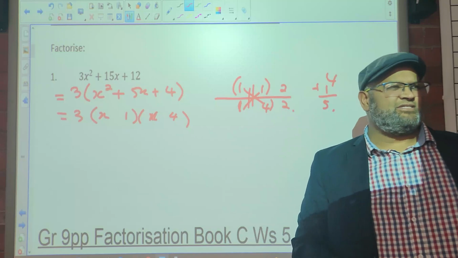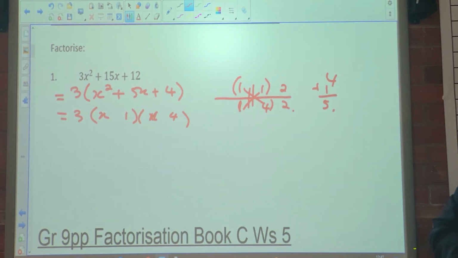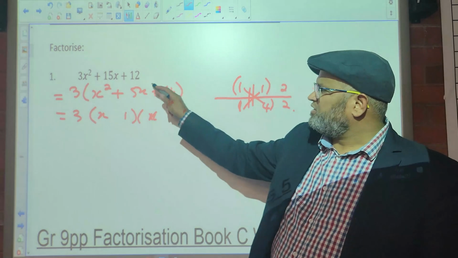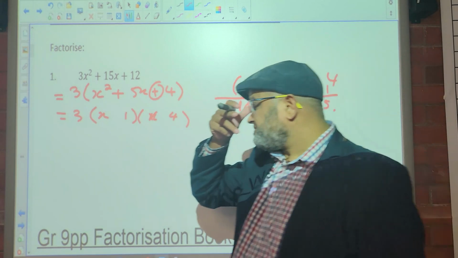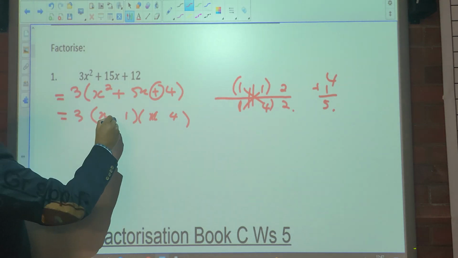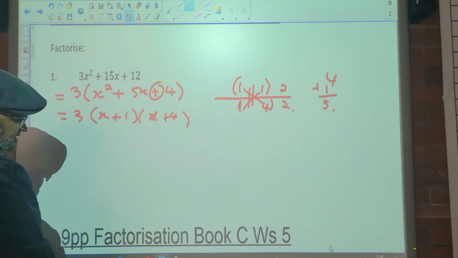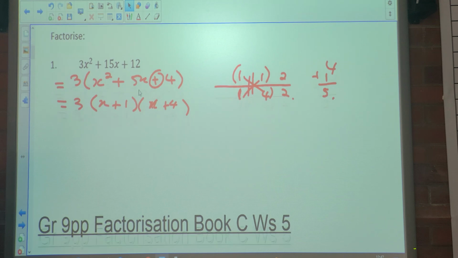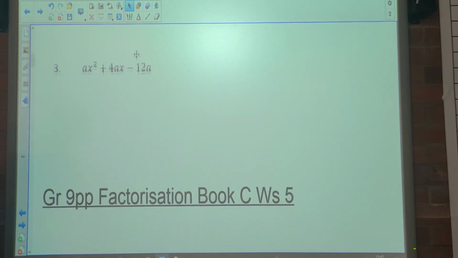What about our signs? Same signs or different signs? Same. Why? Last term is positive. So in this case, we'll take the sign of the middle term, which is positive. You all agree with that? Let's go with the next one.